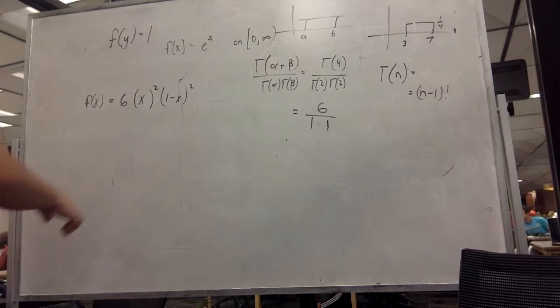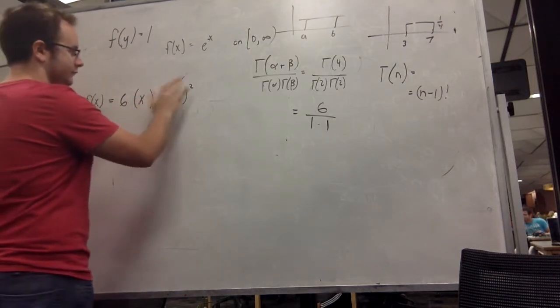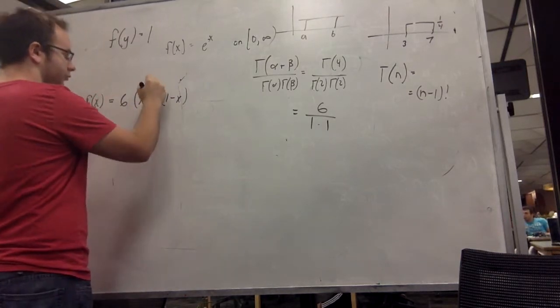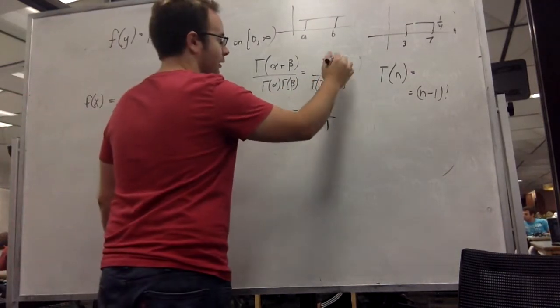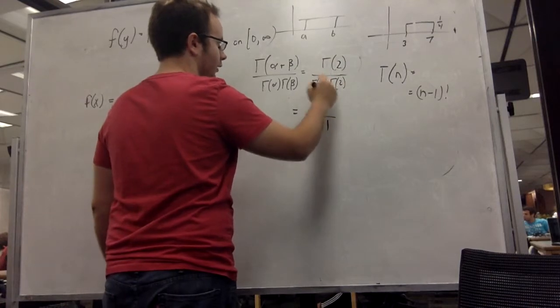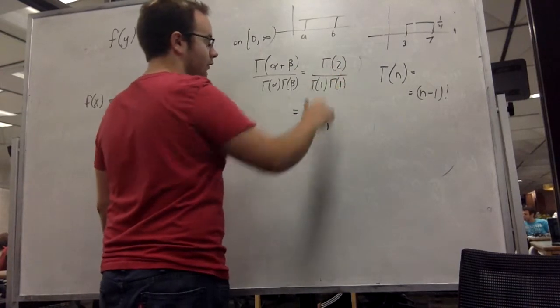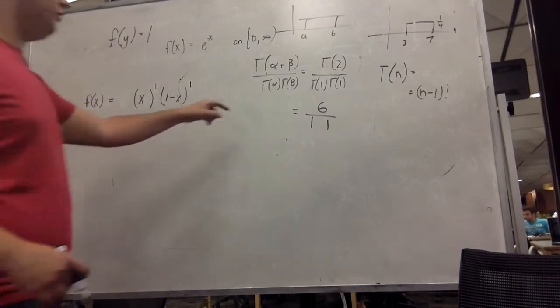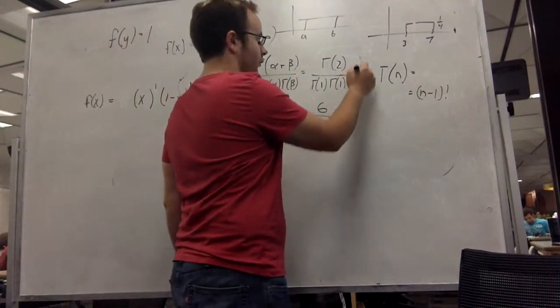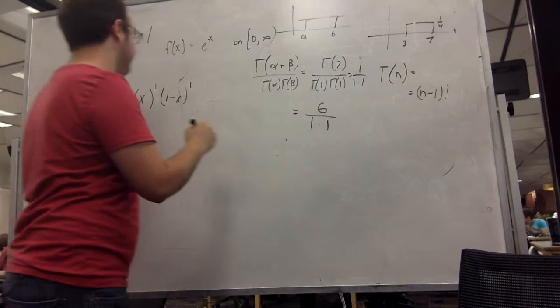Oh, alpha minus 1, beta minus 1. Yeah, that's what it is. So alpha minus 1 is 1, beta minus 1 is 1. So that means this is more like gamma of 2, gamma of 1, gamma of 1. That one was still right, but this number is going to be different. This is just going to be 1 over 1 times 1, which is 1.